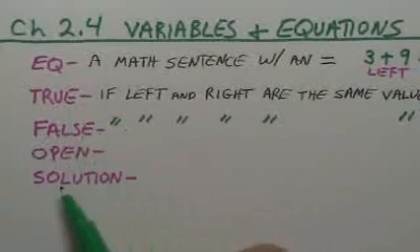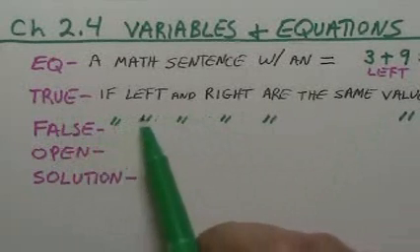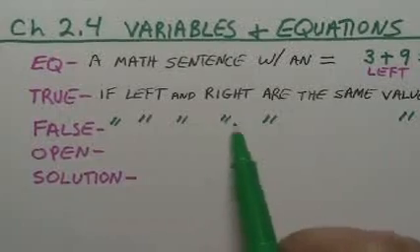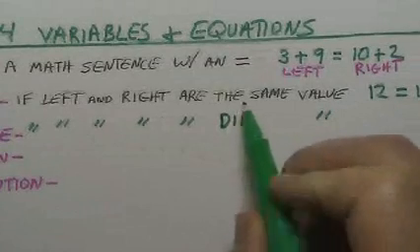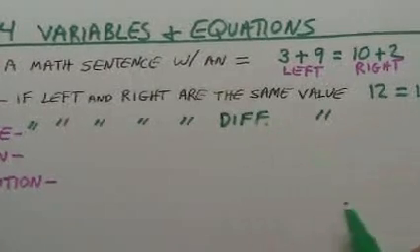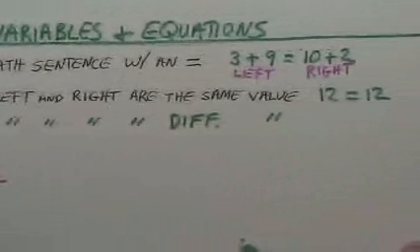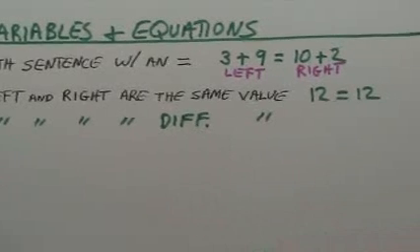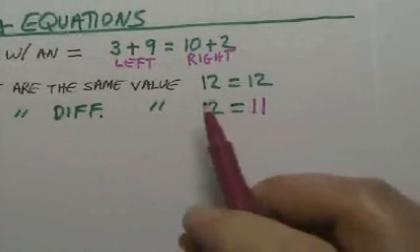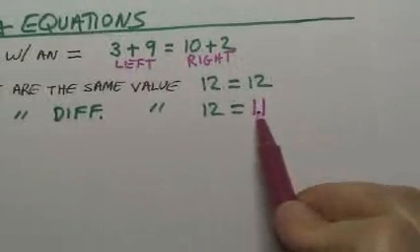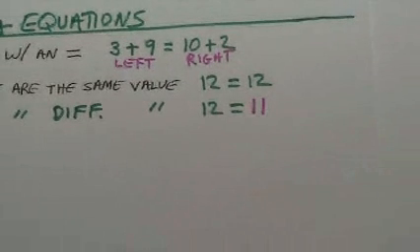Okay, so now we know it's true if the left and right are the same. False, if the left and right are different values. Okay, that's when it's false, if they're different. So for example, if I have 12 equals 11, if the left side is 12 and the right side is 11, then the equation is false because the left side doesn't equal the right side. It's different.